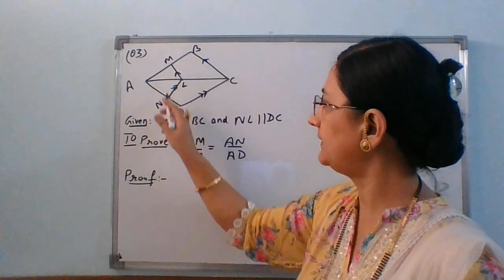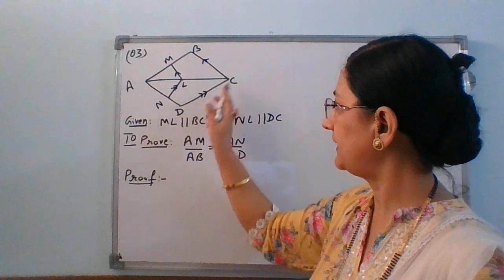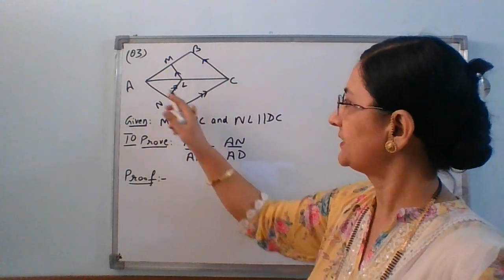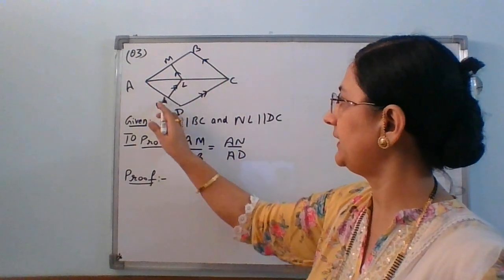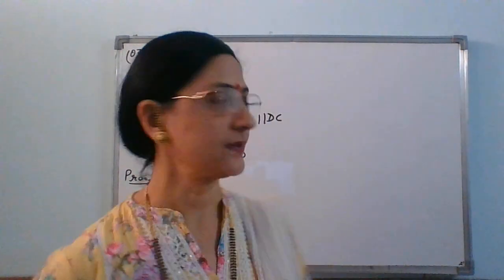Similarly, in this triangle, this LN is parallel to this DC or CD. So here the sides will be in ratio. AL upon LC will be equal to AN upon ND. So let us write that.